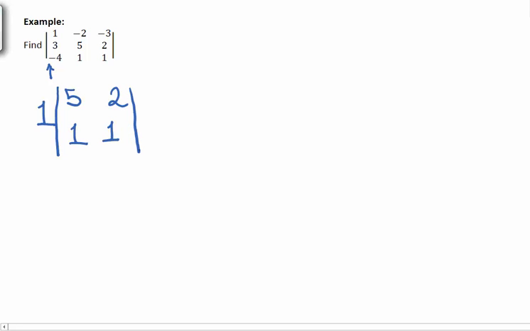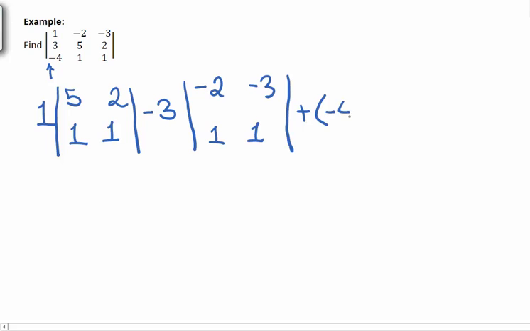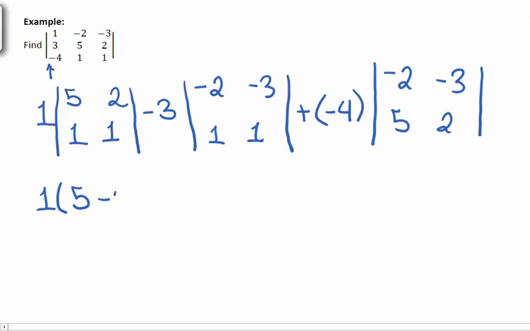The next entry is a 3. This is in a negative spot in our checkerboard, so -3. Deleting the first column in the second row, I'm left with -2, -3, 1, 1. So I have plus -4. Deleting the third row in the first column leaves me with -2, -3, 5, 2. Now taking my determinants, I have 1 times 5 minus 2, minus 3 times -2 plus 3, minus 4 times -4 plus 15.